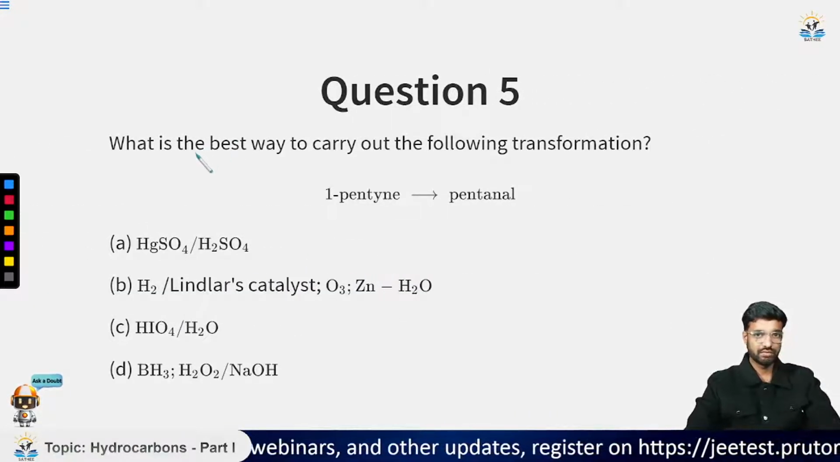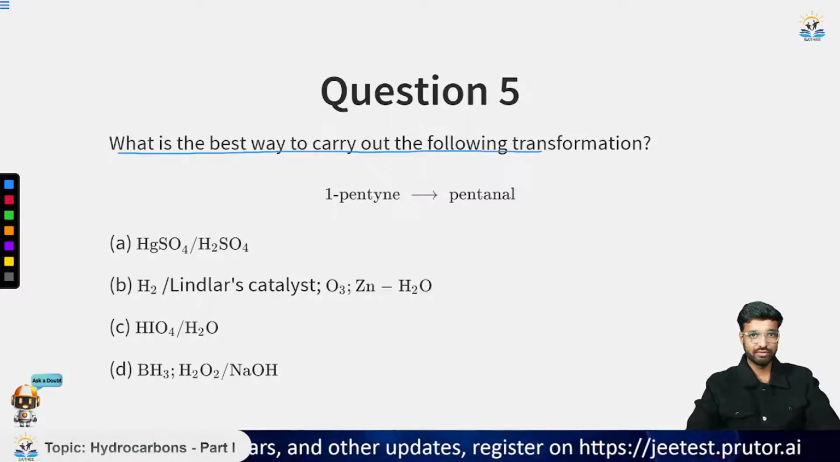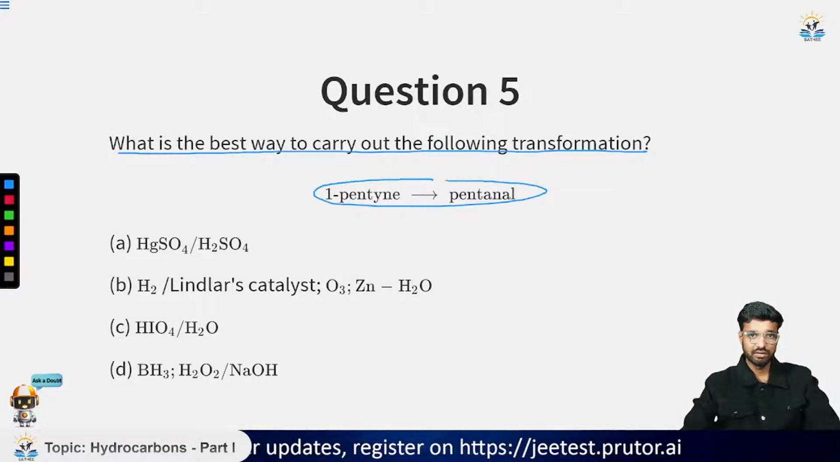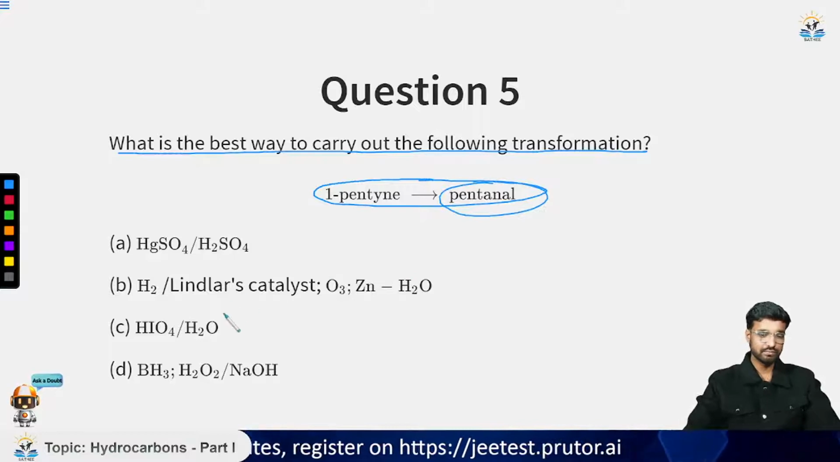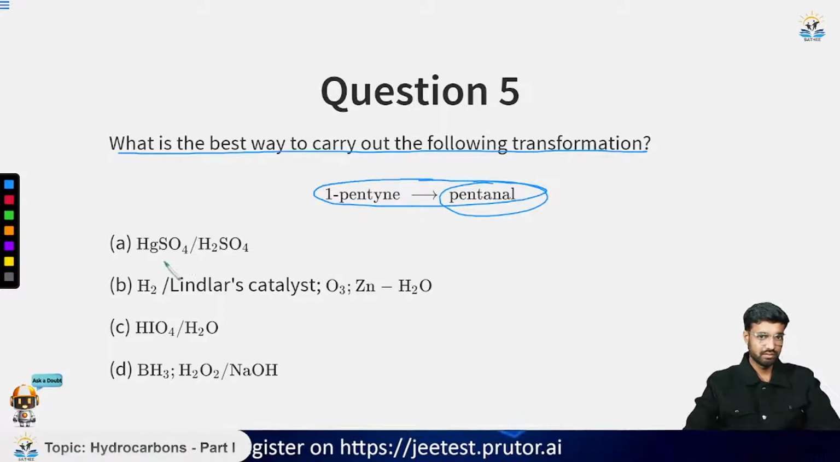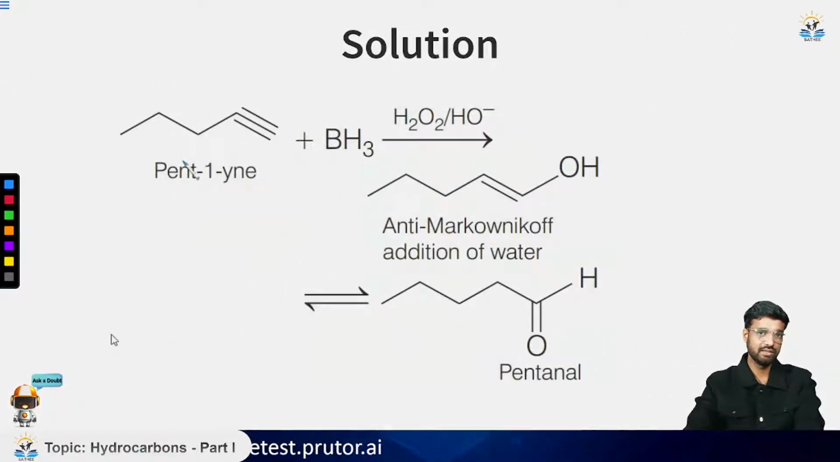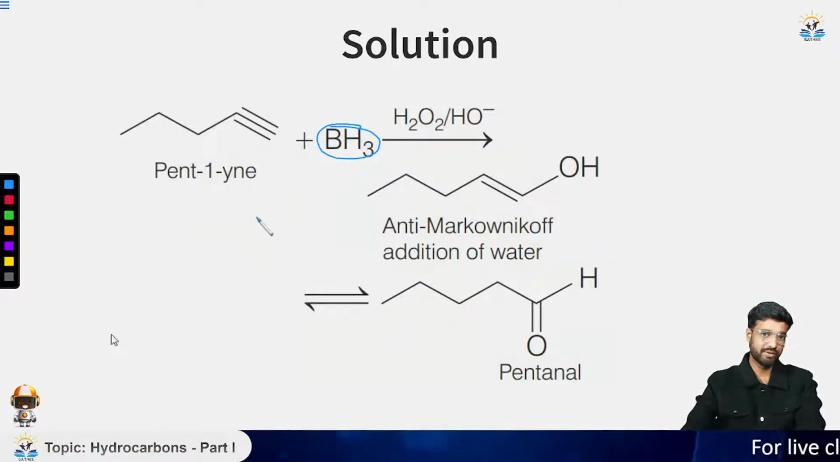Fifth question. What is the best way to carry out the following transformation? So we have to prepare 1-pentyne to pentanol. So how can we do it? So the first one is basically adding to this pentyne. So this is the reaction that we can carry out. First we will react this with BH3 and we will get anti-Markovnikov. So why is this anti-Markovnikov?